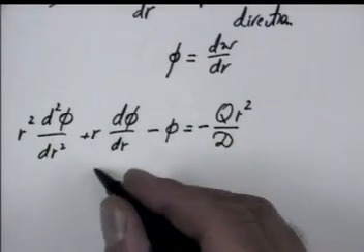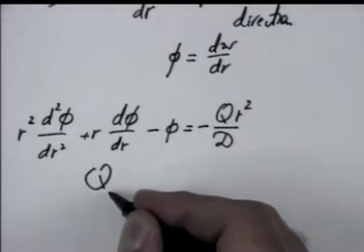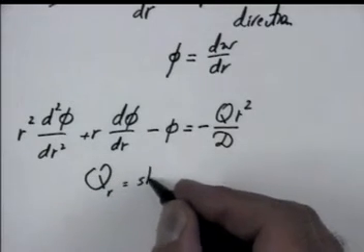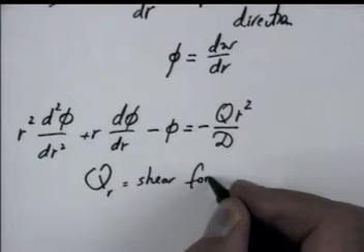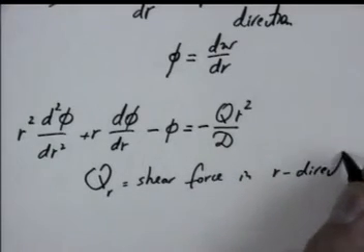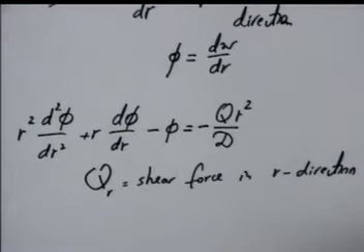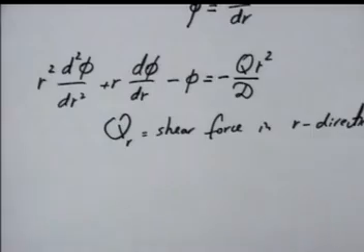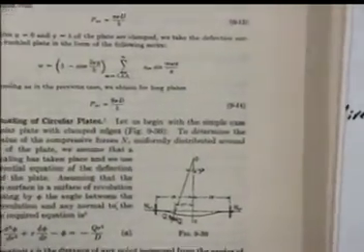Now, what is this Q? Q actually is Q_R. That is a shear force in R direction. And what he shows actually here, maybe I don't have to draw this picture.